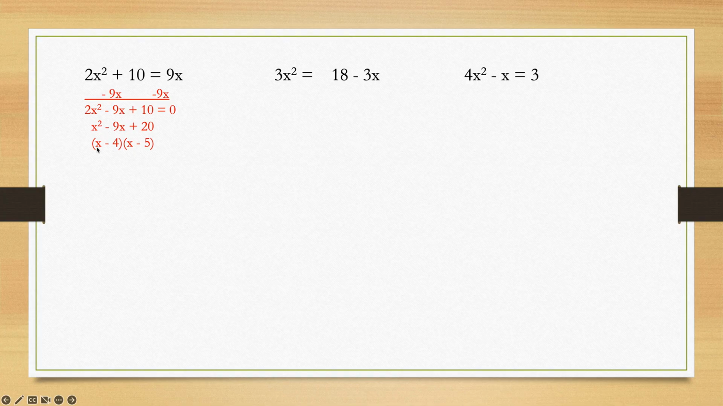X times x is x squared. X times negative 5, negative 5x's. Negative 4 times x is negative 4x's. Negative 5x's and negative 4x's add up to negative 9x's. Negative 4 times negative 5 is 20.